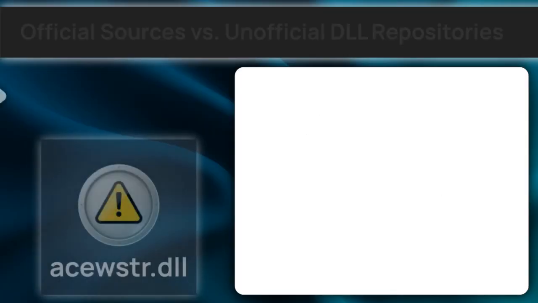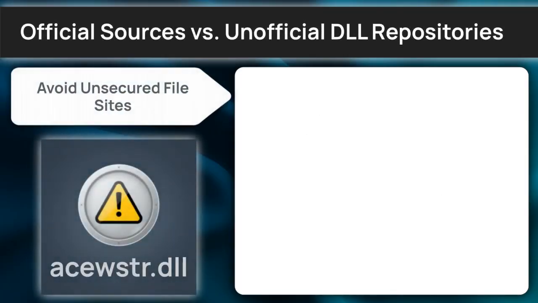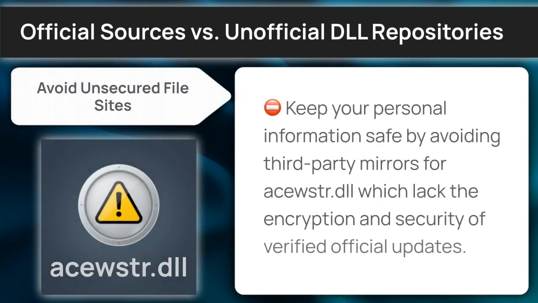From a systems engineering perspective, there is one major security pitfall I need to help you avoid. Safety first, never attempt to replace Acewstr Library DLL with files found on random download portals. These sites lack quality control and often distribute files that are incompatible with modern Windows updates.